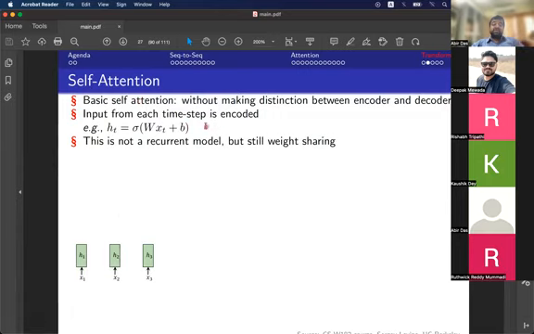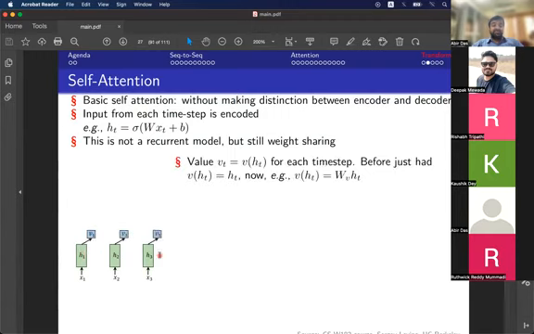So input from each time step is encoded as ht equals a non-linearity applied to W xt plus b, a linear function of x followed by a non-linearity. This is not a recurrent model. The recurrent connection is not there, but it's still weight sharing. So these W's and b's are the same for all these time steps.